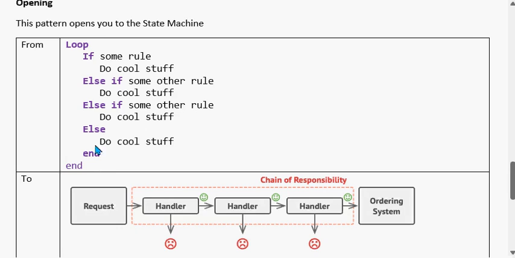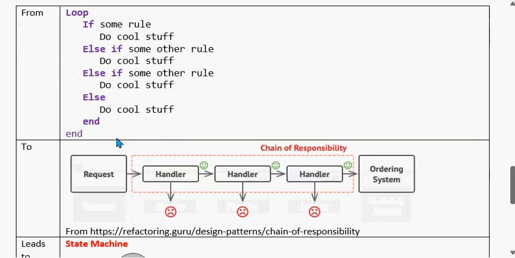Basically, you will have something like this. In a loop, you will have, if some rule, then do cool stuff. If some other rule, you will do some other cool stuff, and so on like this. You can transform that pattern, that smell, into a pattern like this. I got the chain of responsibility from CodeGuru, then this is the first if, the second, the third, and then you can propagate the information.